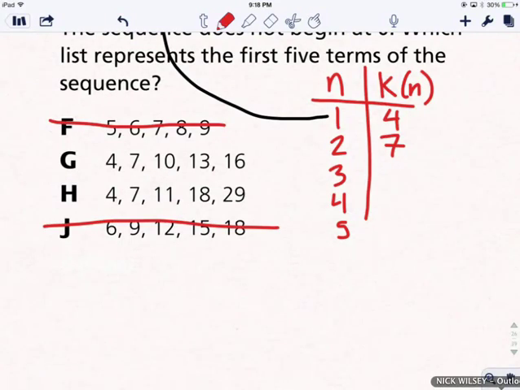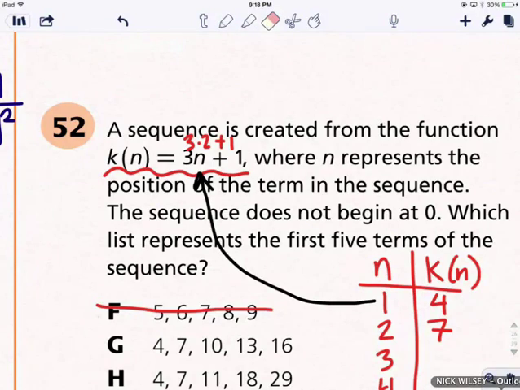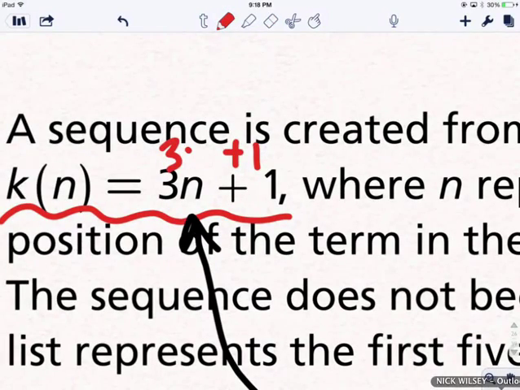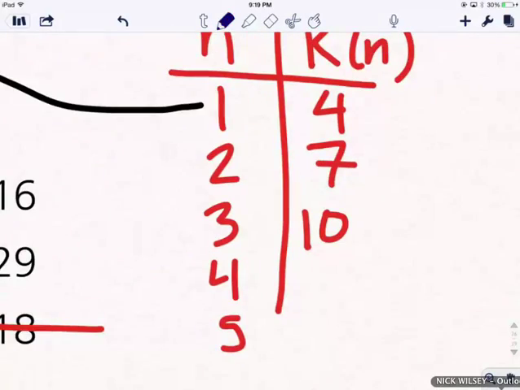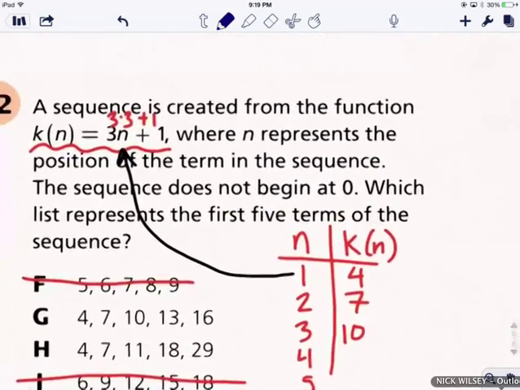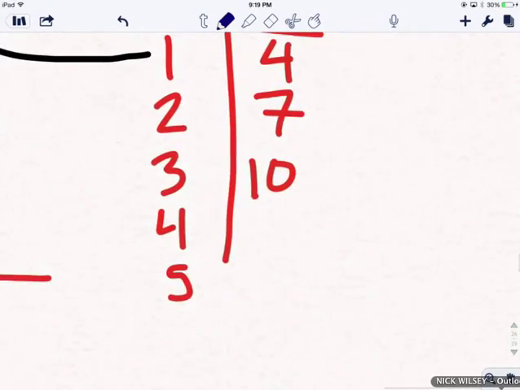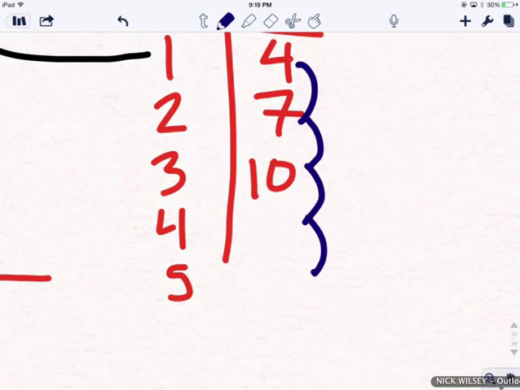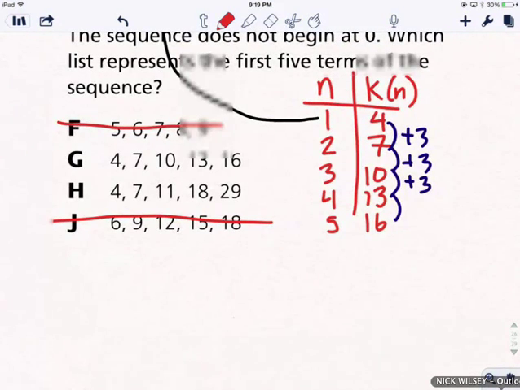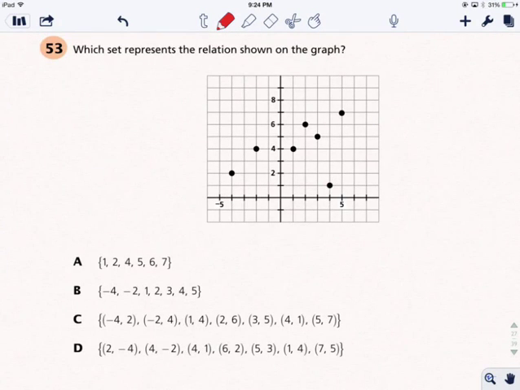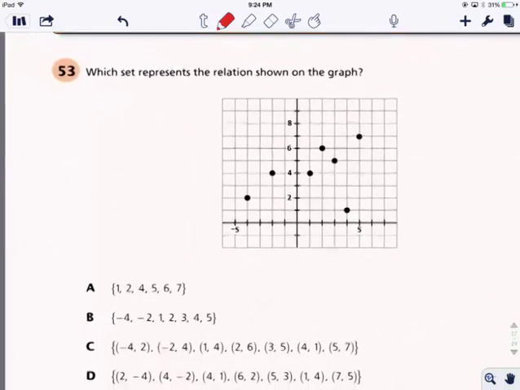Now what is the third number in the sequence? Well, let's stick in 3 for n. So 3 times 3 plus 1 is 9 plus 1, which is 10. So you can see that this linear function is generating a list of numbers that increases by 3 each time, as to be expected. So the next number would be 13, the number after that is 16, and so on. So what is the correct answer choice? It is G.